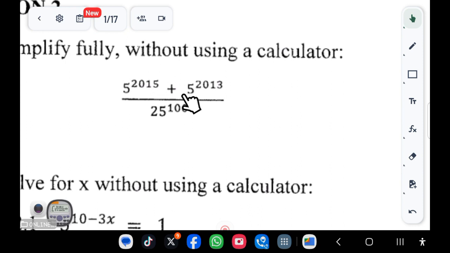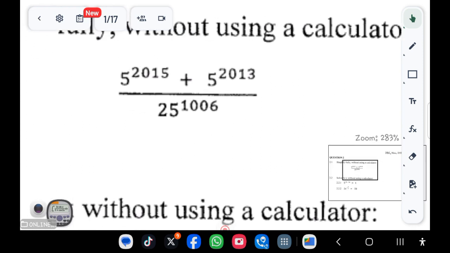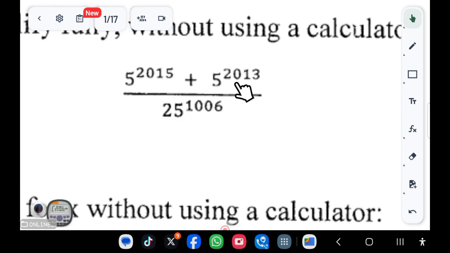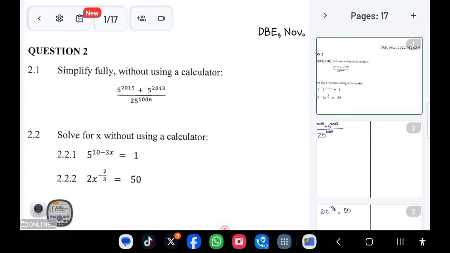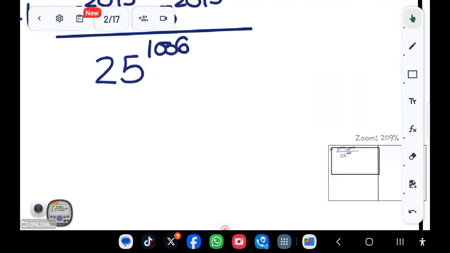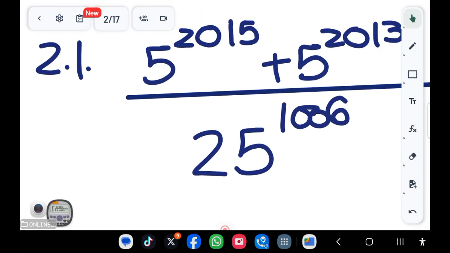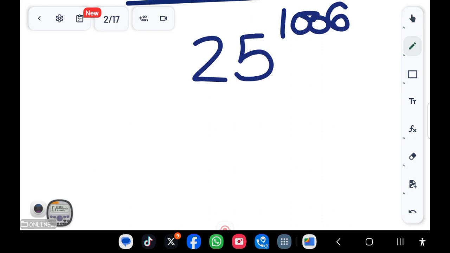5 to the power of 2015 plus 5 to the power of 2013 all over 25 to the power of 1006. Now, the first thing you do is you look at all your bases and make sure that they are all powers that have prime factors. If not, then you change them to a product of prime factors. So we look at 25 and we change that into a product of prime factors. So that's step number 1. So we leave everything exactly the same way it is for now.